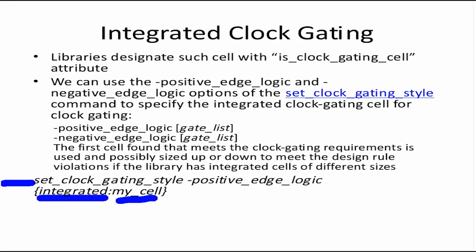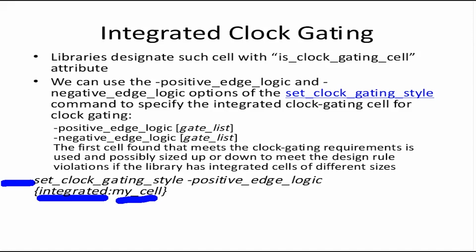So by issuing this command, we are telling our compiler that for clock gating, for positive edge triggered logic, from the library, use my integrated cell, right? For clock gating cells also, there will be multiple drives available in the library. So you can choose any drive, and that cell may be upsized or downsized later to solve the DRC violations, right?